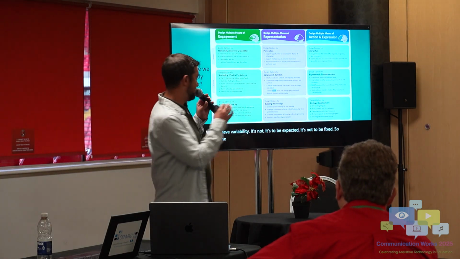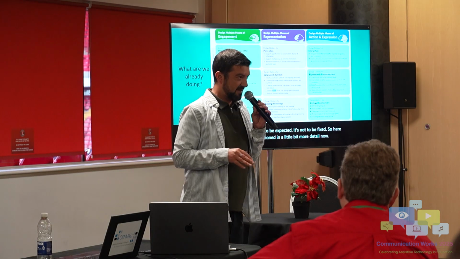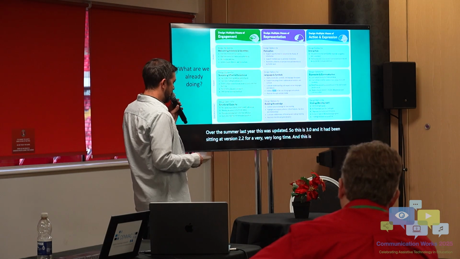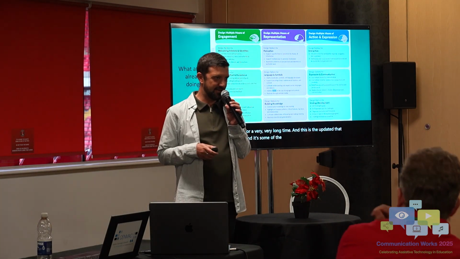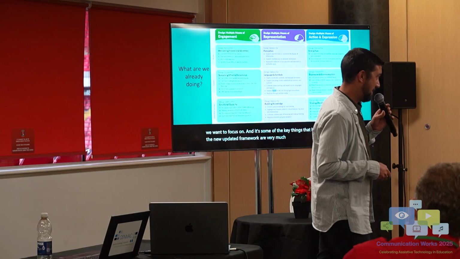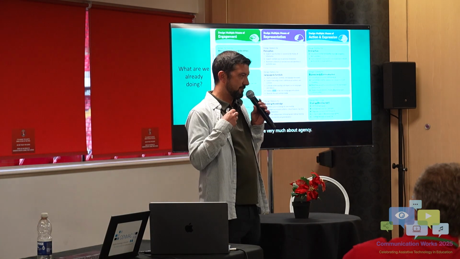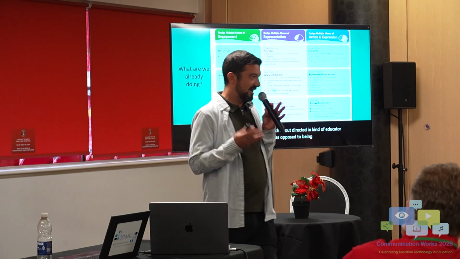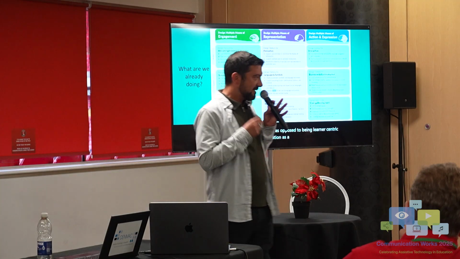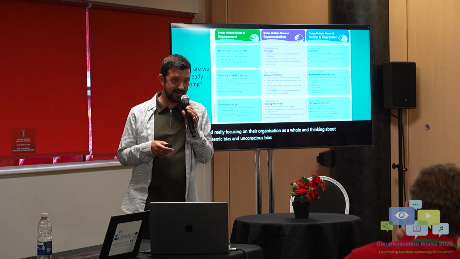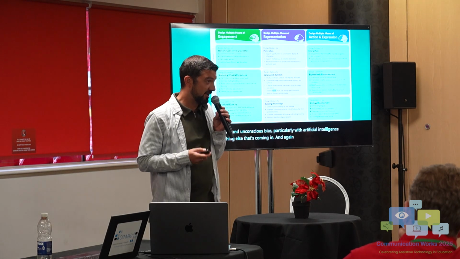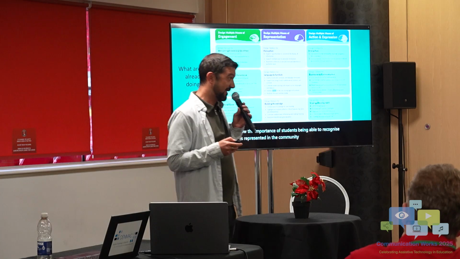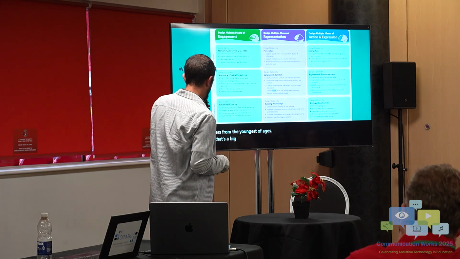So here is the framework that Bob mentioned in a little bit more detail. Now, over the summer last year, this was updated, so this is 3.0. And it had been sitting at version 2.2 for a very, very long time, and this is the updated version that we want to focus on. Some of the key things that have come into the new updated framework are very much about agency. The previous framework was very much about directed, kind of educator language, focused on the instruction as opposed to being learner-centric, and really focusing on the organisation as a whole. And thinking about systemic bias and unconscious bias, particularly with artificial intelligence and everything else that's coming in. And again, that representation of themselves. We know the importance of students being able to recognise and see themselves represented in the community has a huge effect on learners from the youngest of ages. And that's a big part of universal design for learning and its approach.